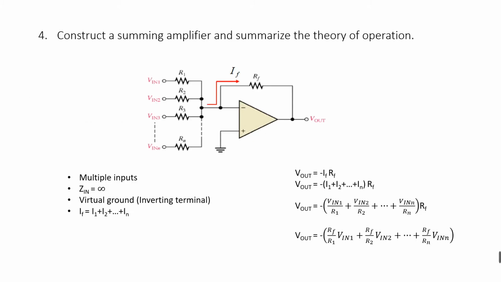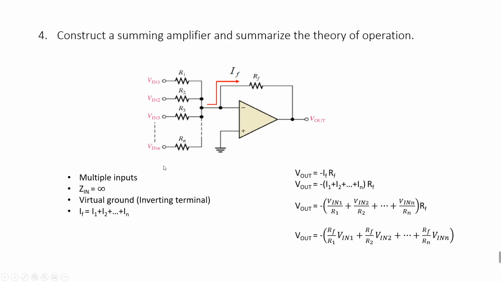So finally, the question 4, construct a summing amplifier and summarize the theory. So this, I'm going to talk about the theory first. So summing amplifier have multiple inputs where the Zin is infinite. The virtual ground is located at this node because it's an inverting amplifier. It's almost similar to inverting amplifier where the non-inverting is grounded.